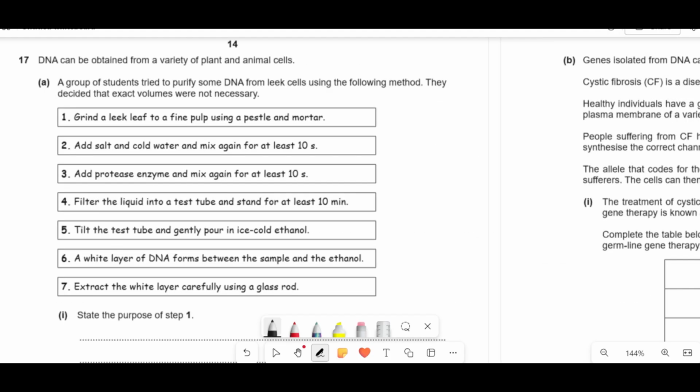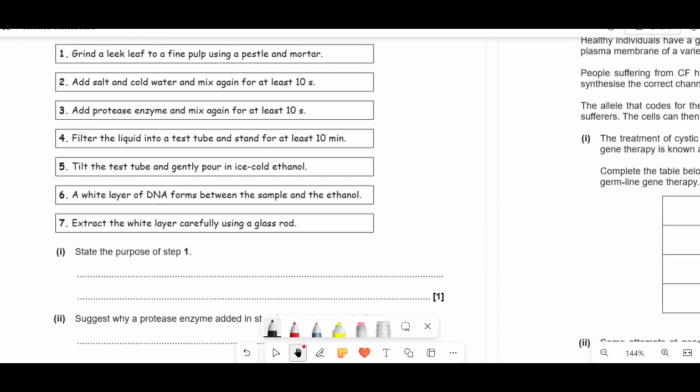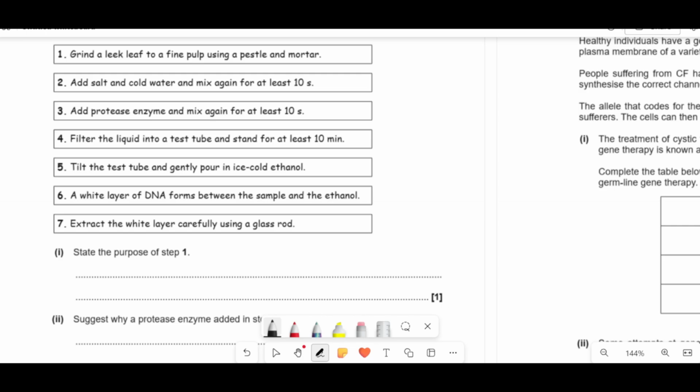DNA could be obtained from a variety of plant and animal cells. A group of students tried to purify some DNA from leek cells using the following method. They decided that the exact volumes were not necessary. They grind a leek to a fine pulp, then add salt and cold water, mix again for 10 seconds, add protease for 10 seconds, filter the liquid into a test tube, and then stand for 10 minutes. Then tilt the test tube and add some ice-cold ethanol, and a white layer of DNA forms between them, and then extract the white layer using a glass rod.